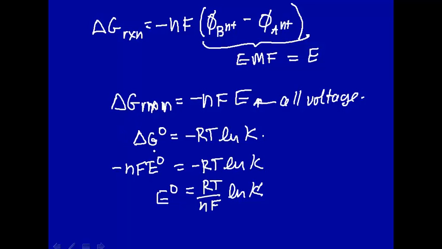Everything is focused in a chemical reaction for chemists around Gibbs free energy changes. Do we want to do one more? Yeah, let's do one more. So we know that delta G for a reaction is delta G0 plus RT times the natural log of Q. Remember, Q is a reaction quotient.